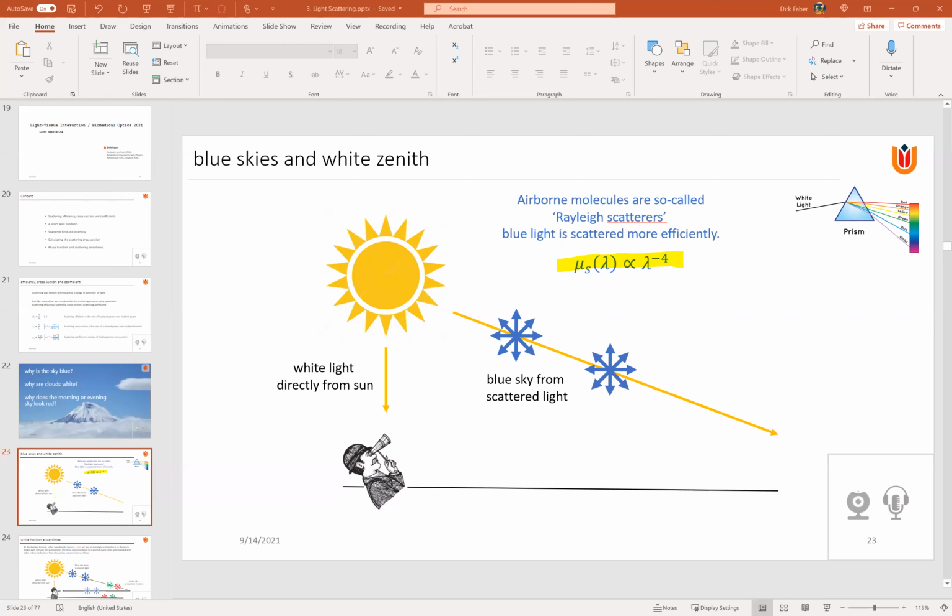Why are clouds white? They act more like an inverted person. Yeah, that's okay.